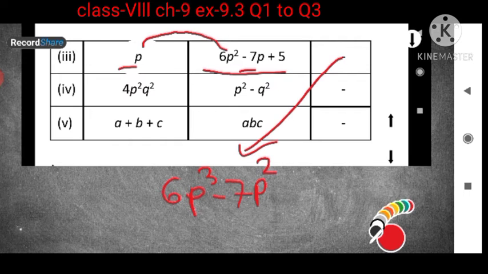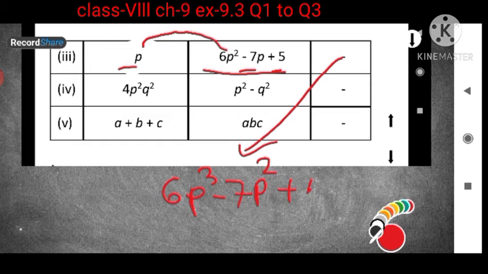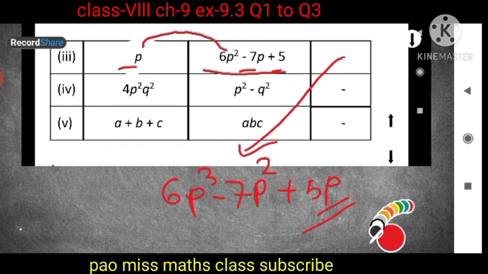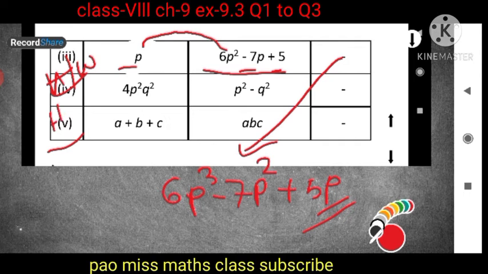Now next, this is plus and here 5 is also plus. That means plus plus is plus. So p into 5 will become 5p. So this is the answer for question number 3. Now 4 and 5 is your homework. Okay, 4 and 5 will be your homework.